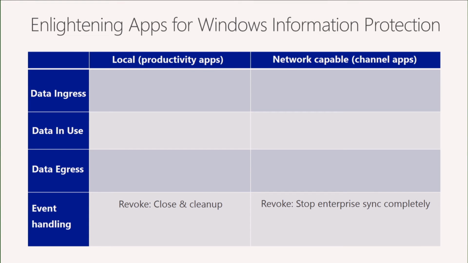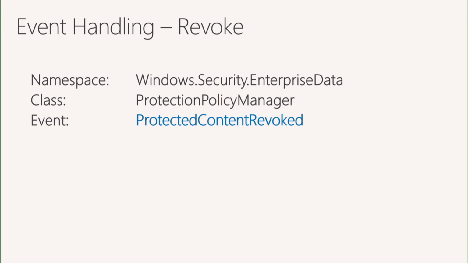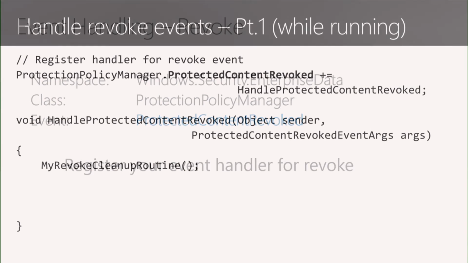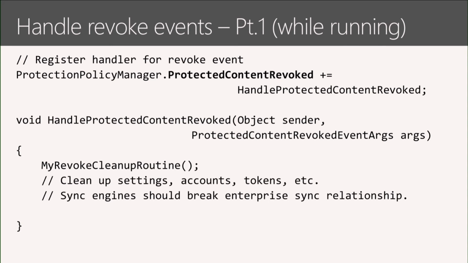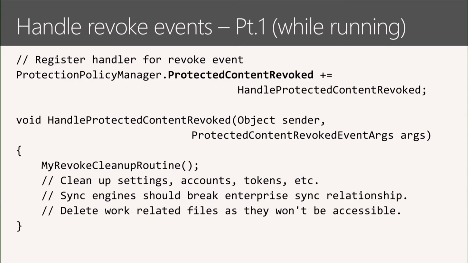All right. Event handling, it turns out, is the same for both. What you do with your events may be different depending on whether you're network capable or not. In the case of strictly local behavior, you're going to want to close and clean up after yourself. In the case of the network side of things, you probably want to break your sync relationship if there is one, so you don't do that cascade delete. But it's really just as simple as registering this handler and then coding up the handler.